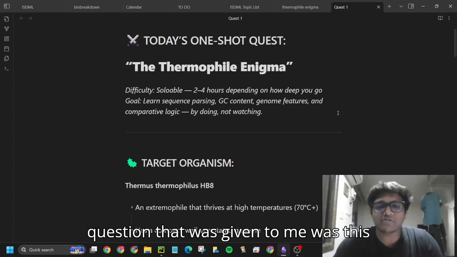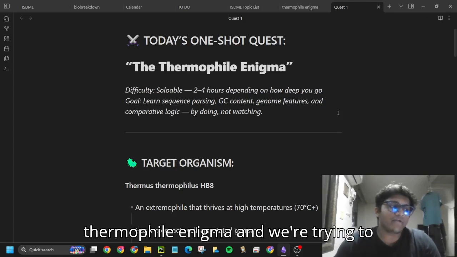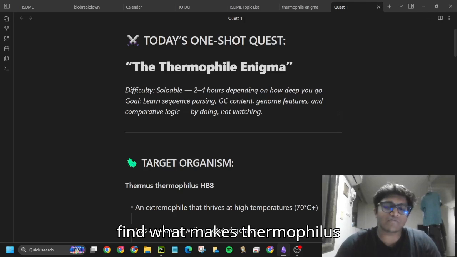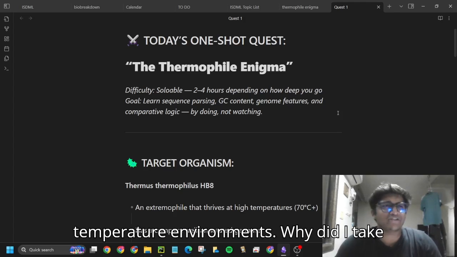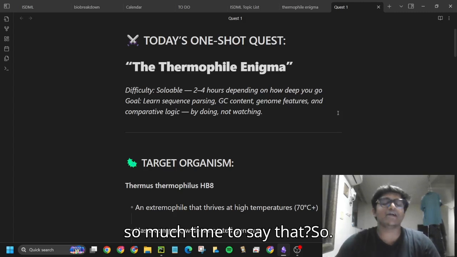So, the first quest that was given to me was this thermophile enigma, and we're trying to find what makes thermophiles survive in high temperature environments. Why did it take so much time to say that?